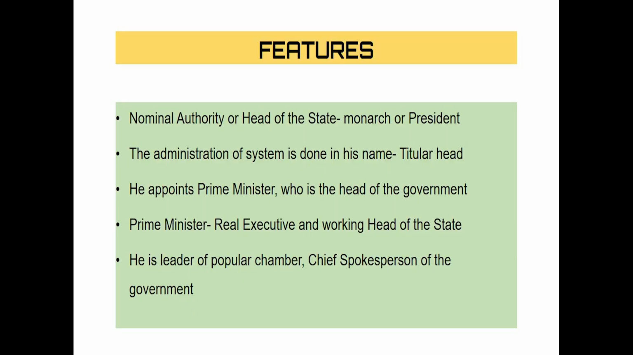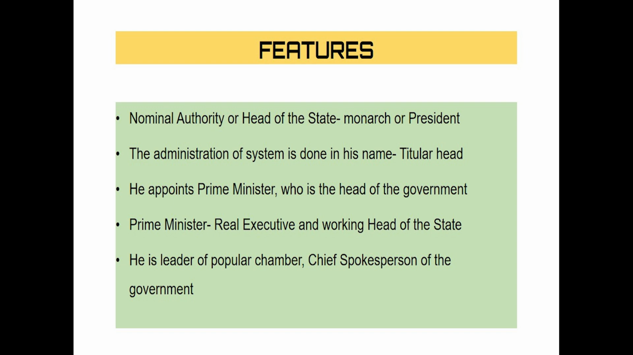For example, we can see it in Britain and India, and there are certain features of this parliamentary system of government. So this parliamentary system can be studied under certain features. Now let us understand what those features are. The first feature is the nominal authority, or the head of the state.